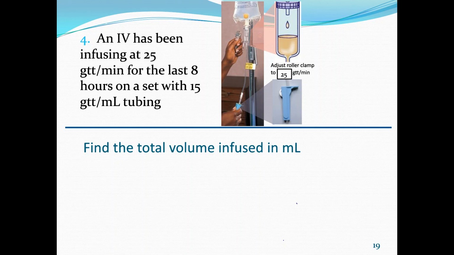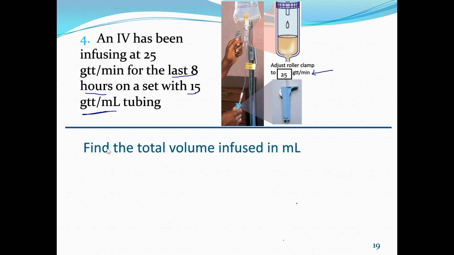Hello, in this video we're going to look at some examples where the IV is running in drops per minute and we're asked to figure out, in this case, volume that is infused. So I want to take a look at what they give me, and I see on the image that the IV has been set up at 25 drops per minute, and I see in reading that has been the rate for the last 8 hours. And I am also told how many drops per milliliter, so the calibration or the tubing or the drop factor.